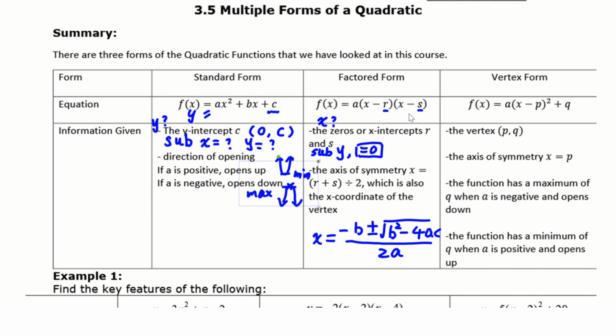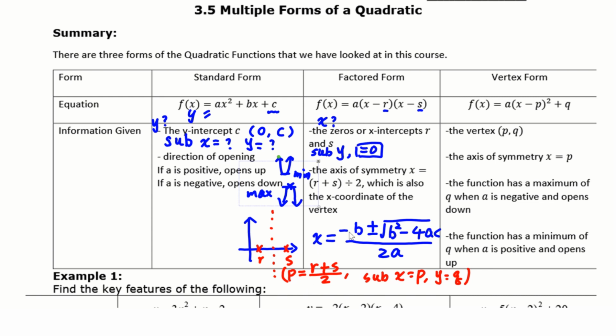And from the factored form, if we have two zeros at r and s, we are able to find the middle of the two zeros, that is the average of r and s. So p value equals r plus s over 2. This is the x coordinate of your vertex, then sub x equals p into the original equation, you are able to find the y value, then you have the vertex. So that is from factored form.